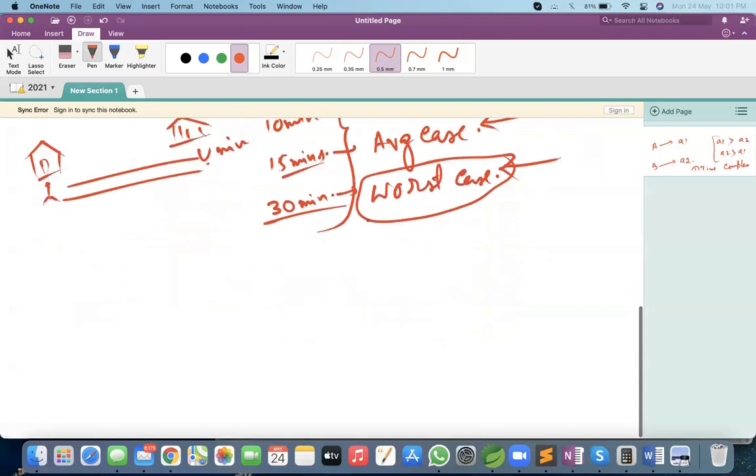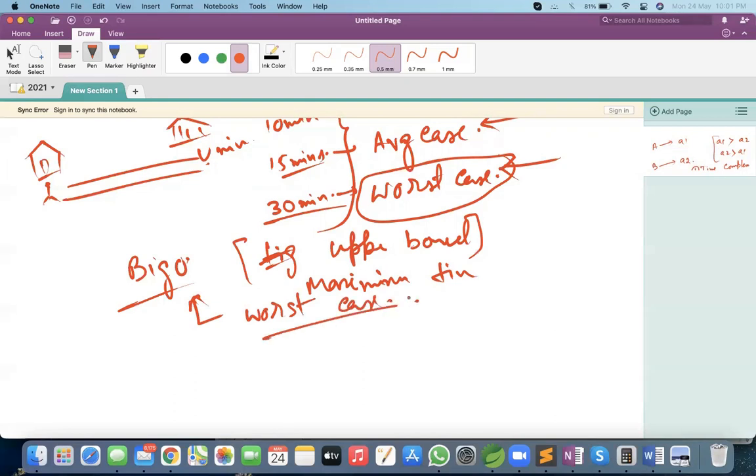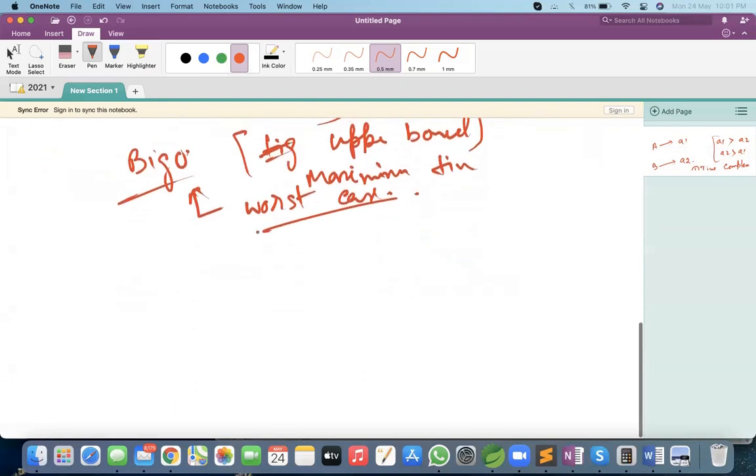Okay. Now big O is the upper bound. So what do you mean by upper bound? Upper bound means it is the maximum time. Also you can say this is used for worst case. If you want to find out the worst case, you can use big O complexity.